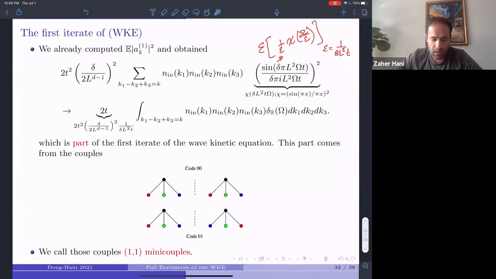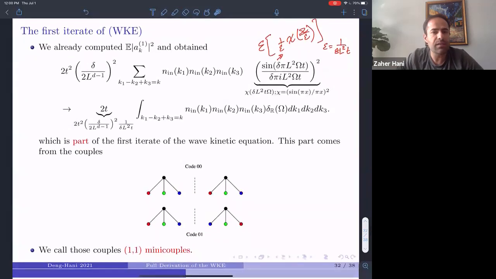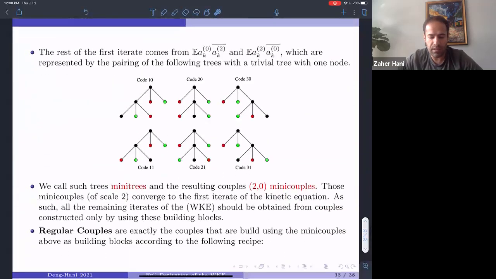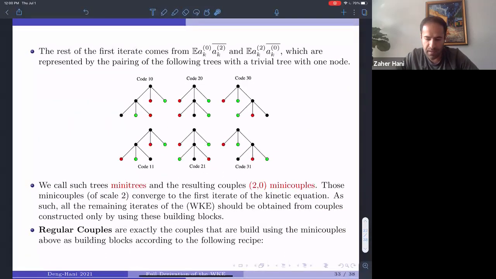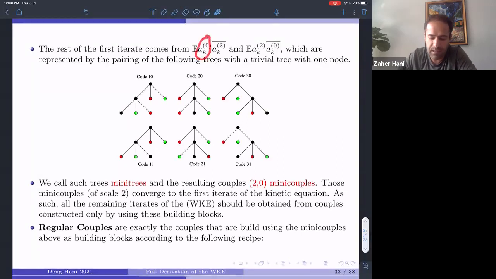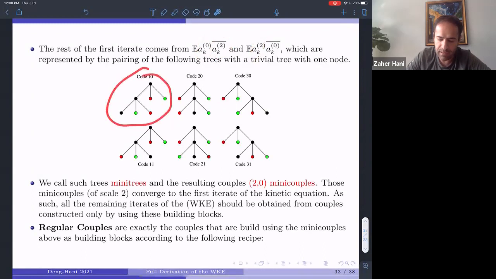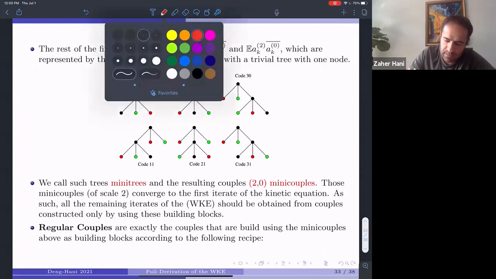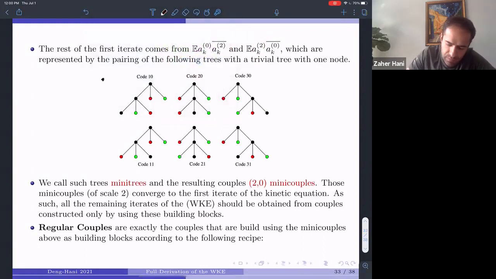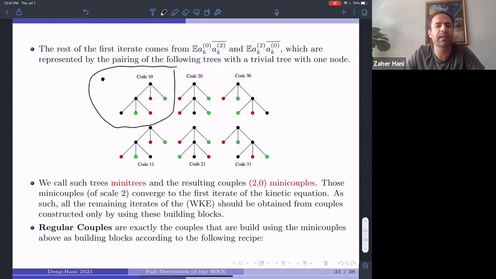Okay, so now I can tell you where the rest of the first iterate of the wave kinetic equation is. The rest of the first iterate comes from taking the expected value of the 0th iterate with the second iterate, or the conjugate of that. And these are represented by pairing the following trees over here with a trivial tree with one node. So if you pair this with this, okay, this is a couple that gives you one of the remaining parts of the first iterate of the wave kinetic equation.